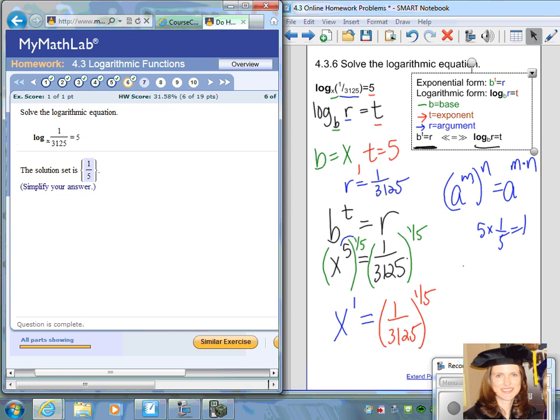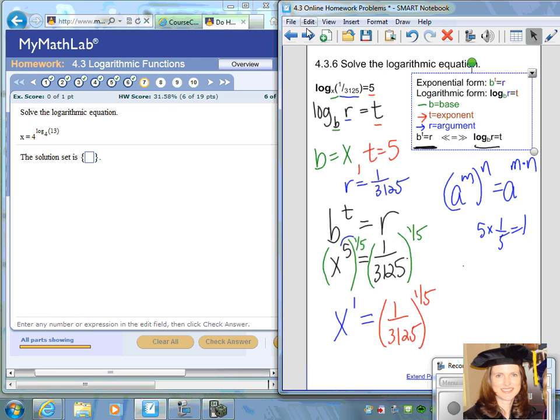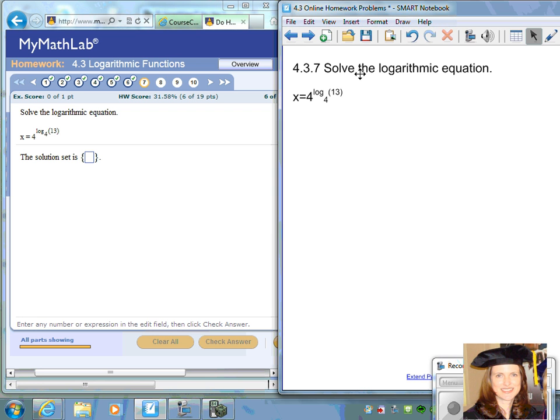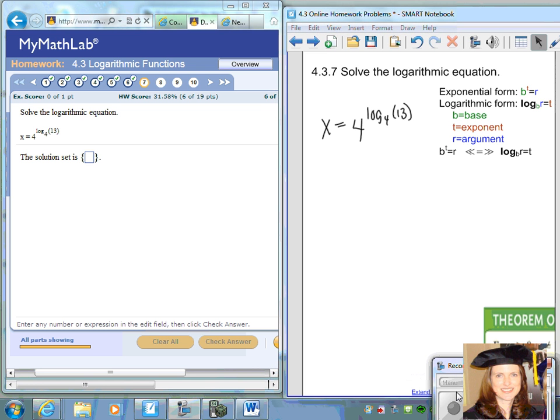Let's look at number 7. Here we have a logarithmic equation that is x equals log of 4 raised to the log base 4 of 13. Now this is one of those properties that you'll find in your book that ends up simplifying.